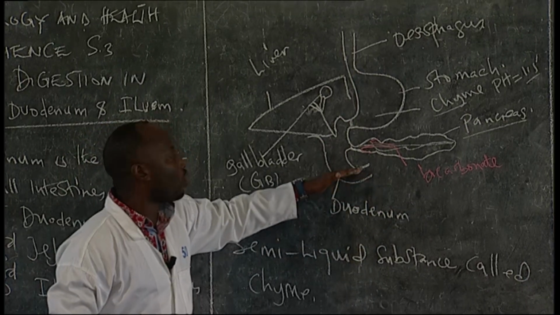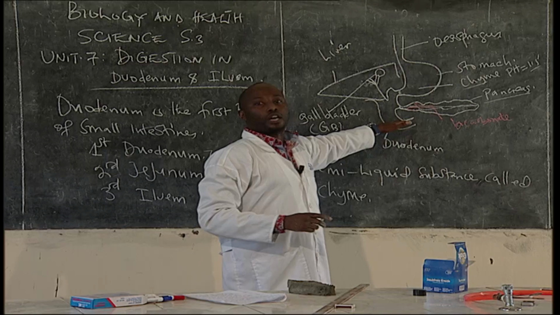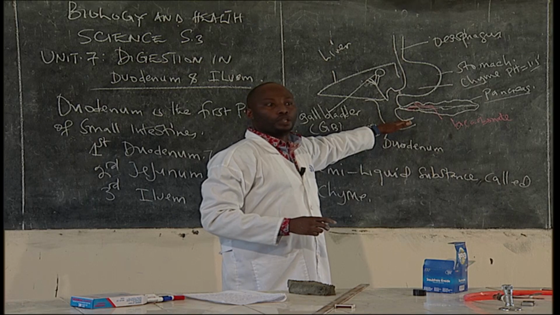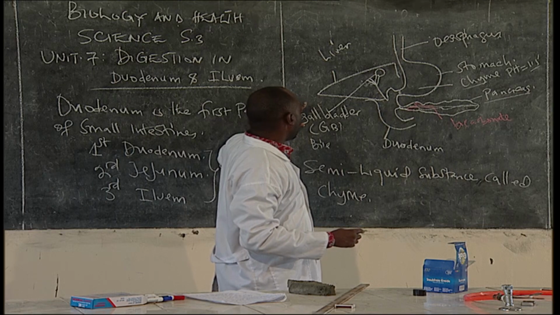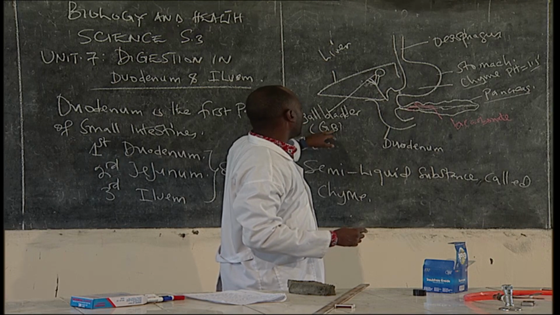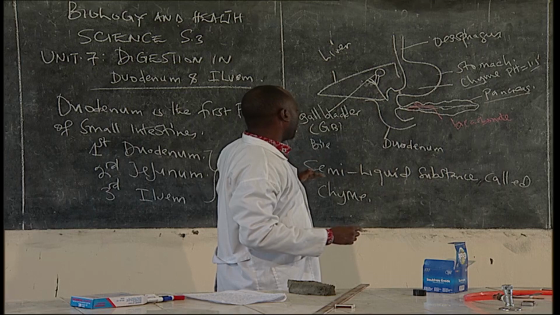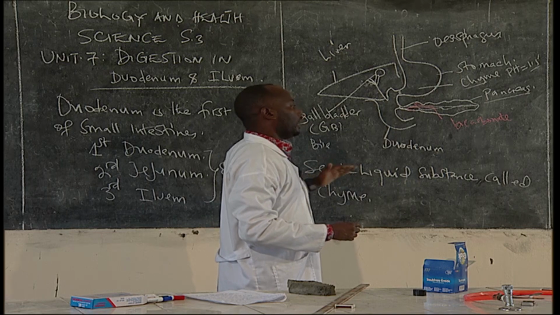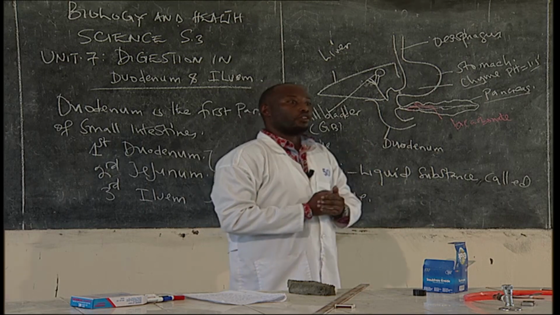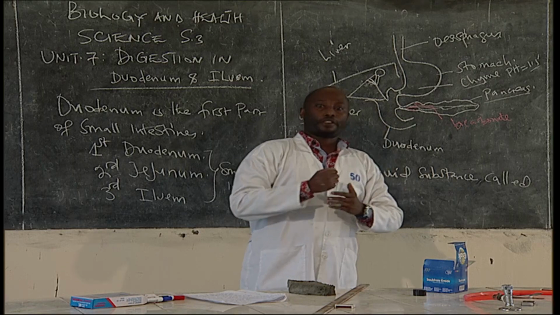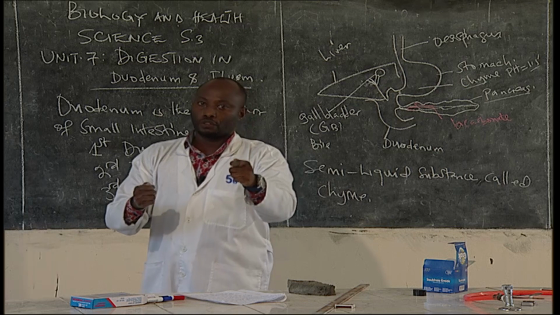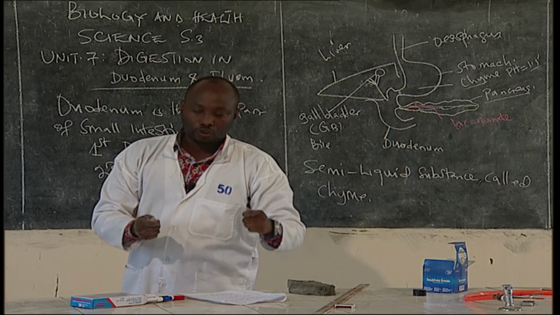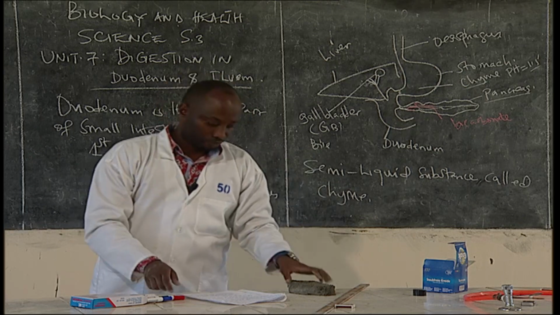so that the wall of the duodenum cannot be affected by the low pH. We also talked about the gallbladder. The gallbladder produces what you call bile, and bile is very important to do the function of emulsification. Emulsification is breaking large droplets of fats into smaller droplets of fats so that they can be dissolved into water.